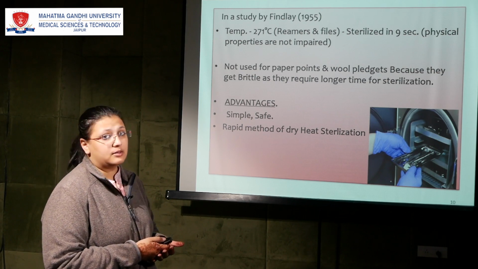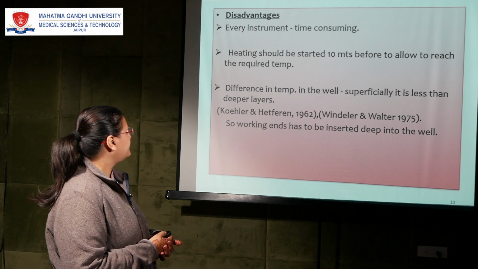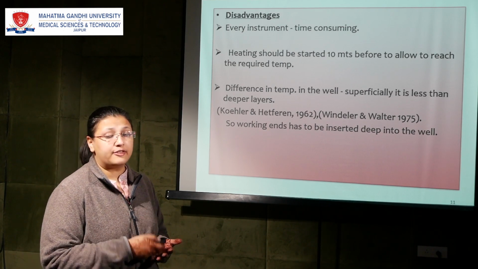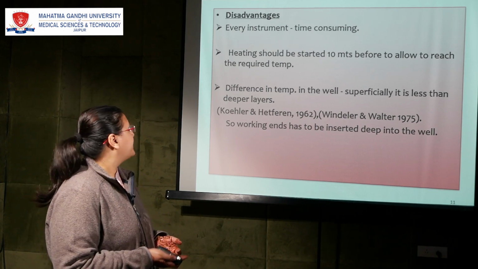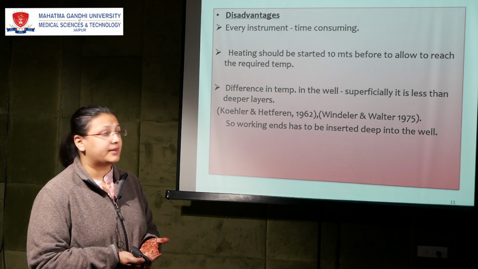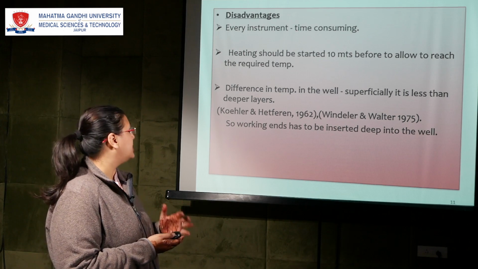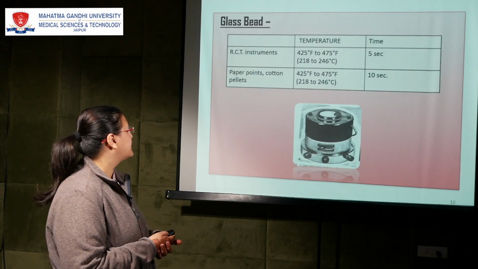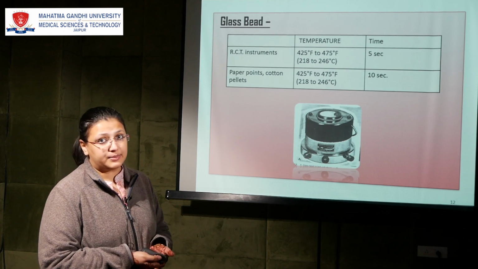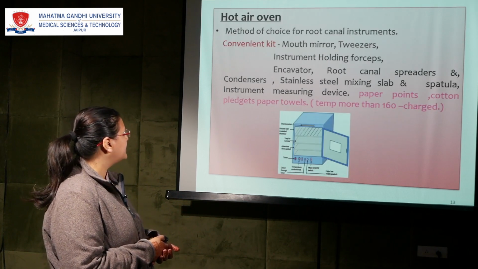Advantages: this is a simple, safe and rapid method of dry heat sterilization. But the disadvantage is that every instrument is time consuming. Heating should be started 10 minutes before, allowed to reach the required temperature. The temperature in the well is less superficially than in the deeper layers. Then came the glass bead sterilizer, which used glass beads for root canal instruments and paper points.